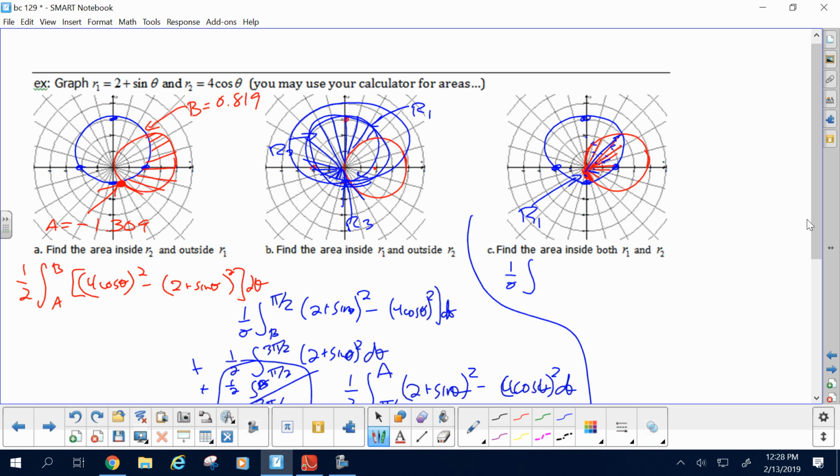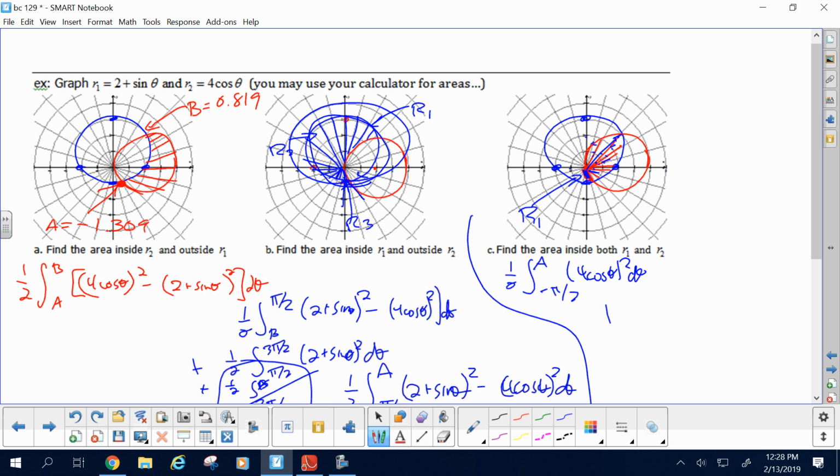Okay, now remember, A is a negative angle. So, from what region? Pi over 2 to A. Pi over 2 or negative pi over 2? Negative pi over 2 to A, that's true. And what are you going to? Is it an outer minus inner, or just straight up the circle, or just straight up the limaçon? Feels like it's the red circle there. So that's the circle.